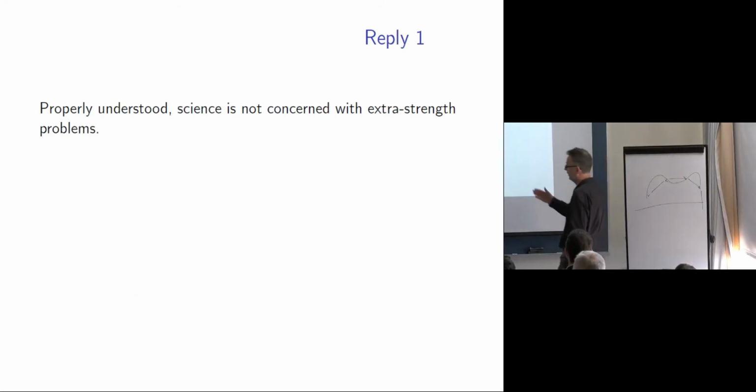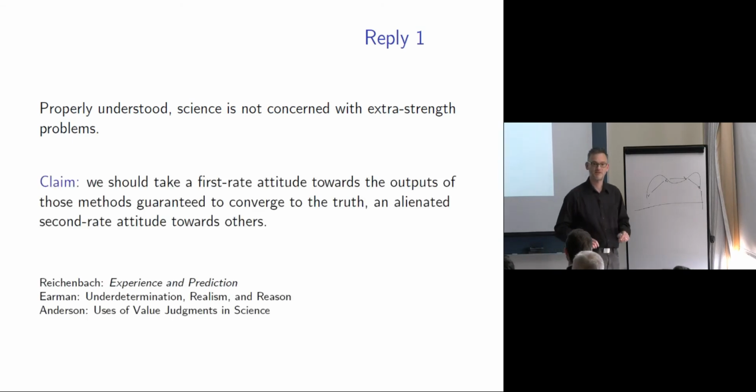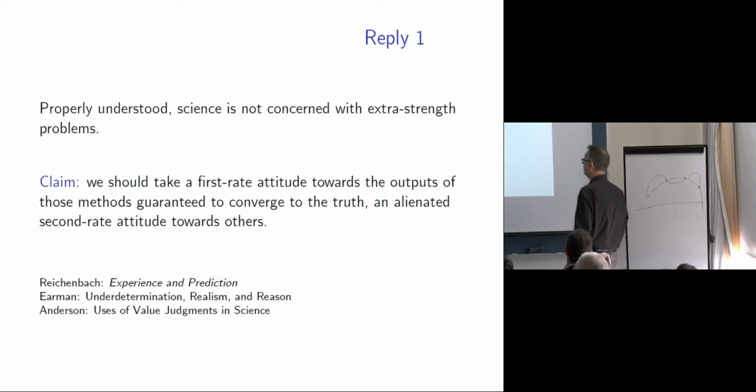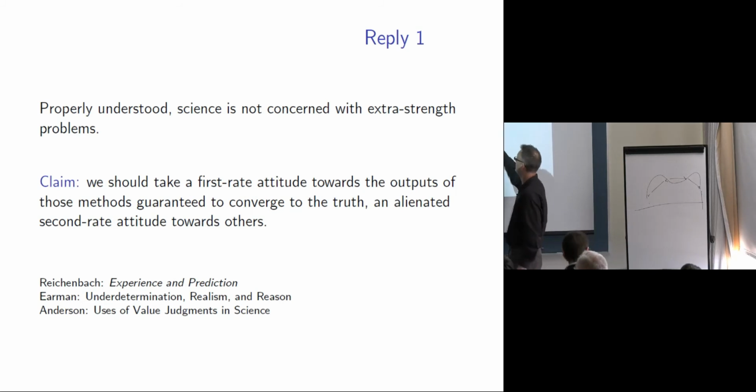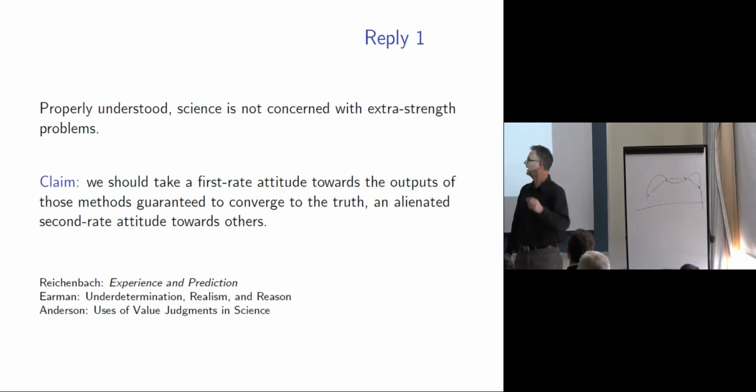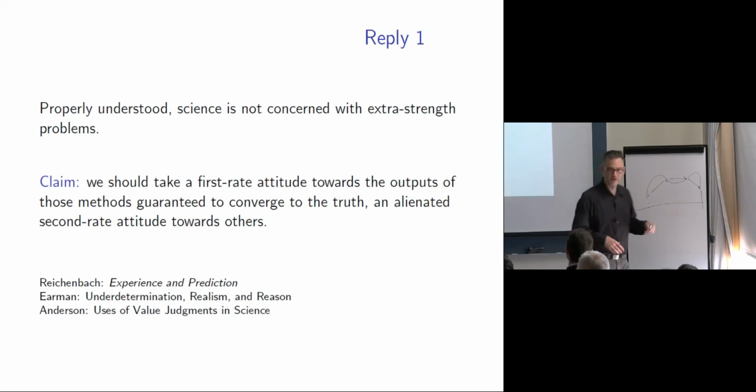So you can read Reichenbach as saying this. You can read Ehrman as saying this. You could read my colleague Liz Anderson as saying this. Mark was telling me last night you can read Duhem as saying something like this. The idea is we should take a first-rate attitude towards the outputs of those parts of science that are guaranteed to converge to the truth, and an alienated second-rate attitude towards the other. So these people have this general idea. They spin it out in different ways.